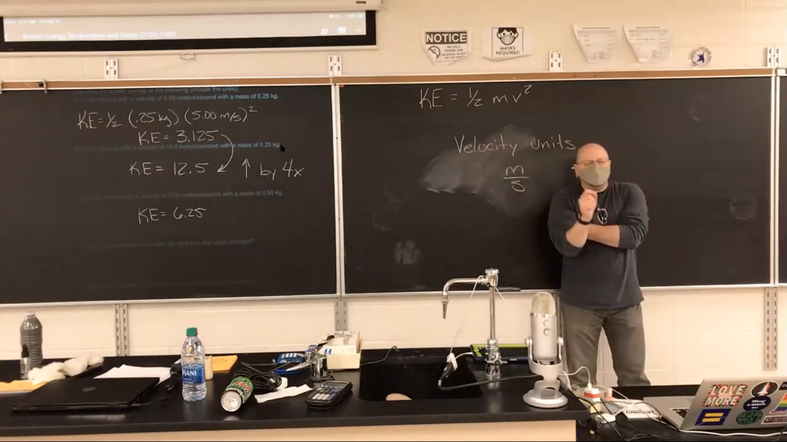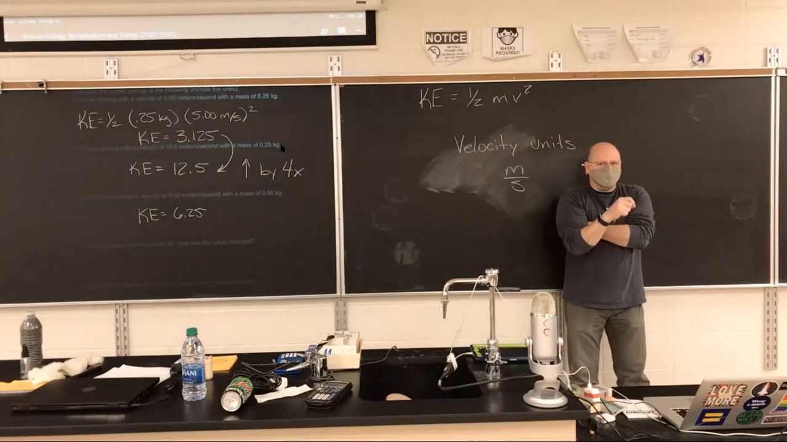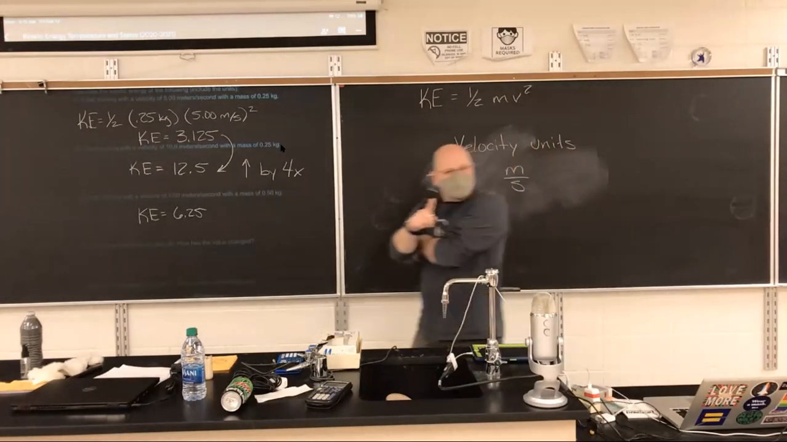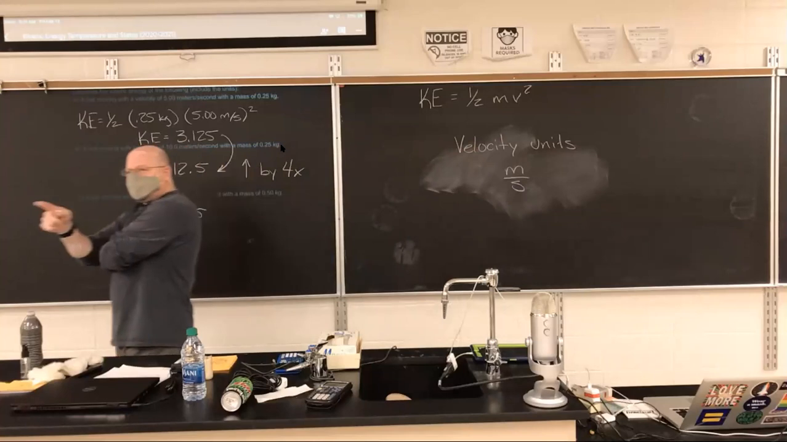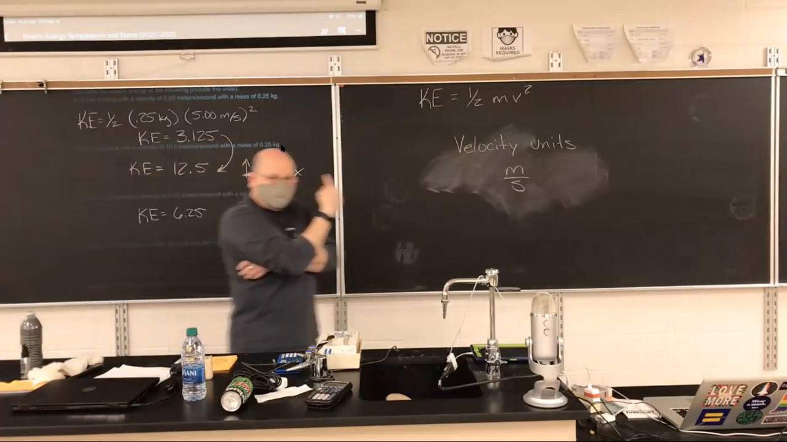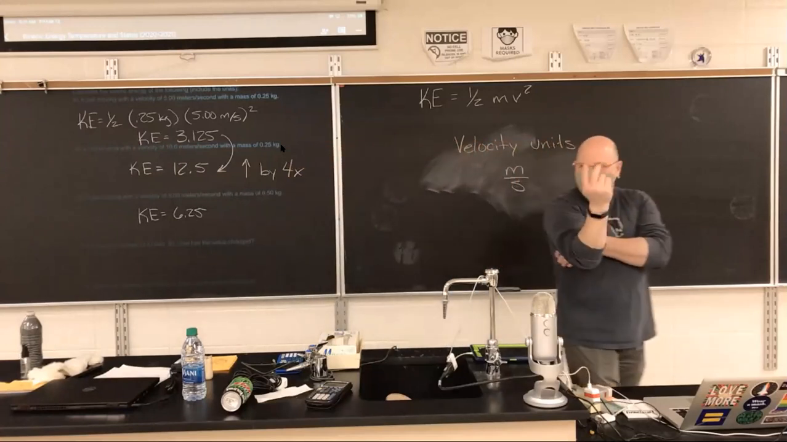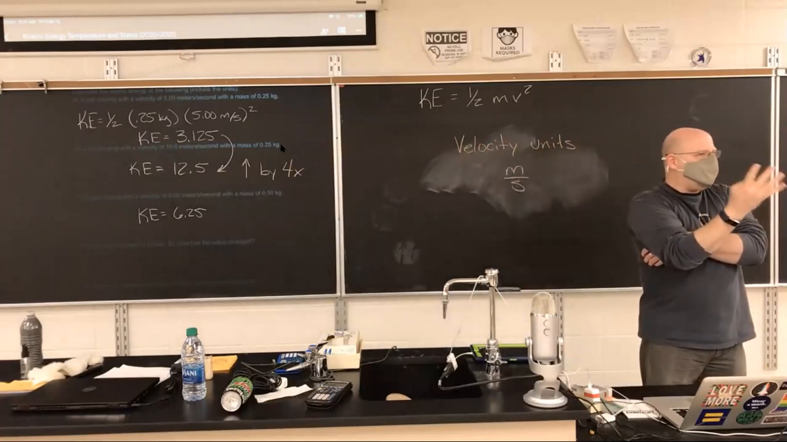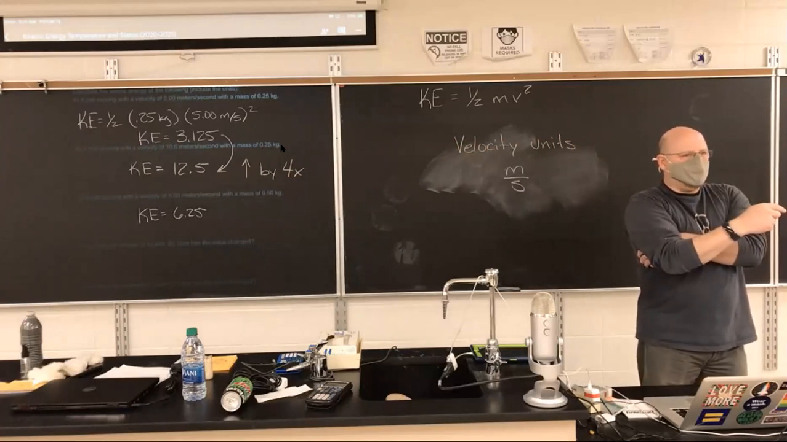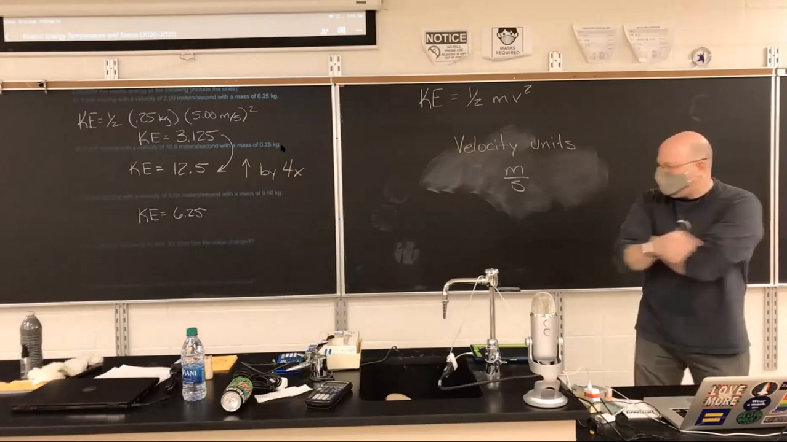What changed between A and B? Zane? The velocity doubled. The velocity doubled. But what happened to the kinetic energy? Velocity doubled, but what happened to the kinetic energy? It's on the board, people. Quadrupled. Quadrupled, went up by four times. Why? Squared. It's squared. Okay.